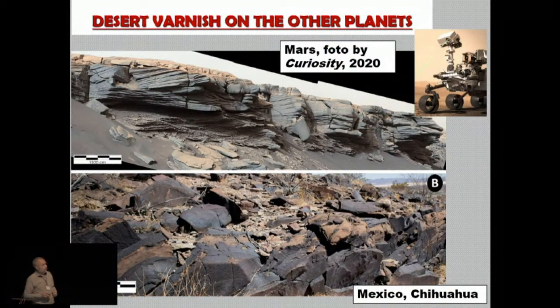An interesting aspect is that these objects appear not only on the Earth's surface, but also on other planets. The Curiosity mission documented them on the surface of Mars. And look how similar they look there on Mars, compared with the desert varnishes of Sonora. So, desert varnish as a possible object for soil classification.